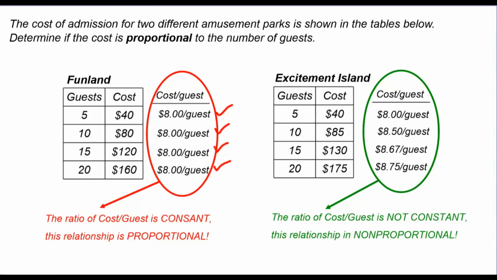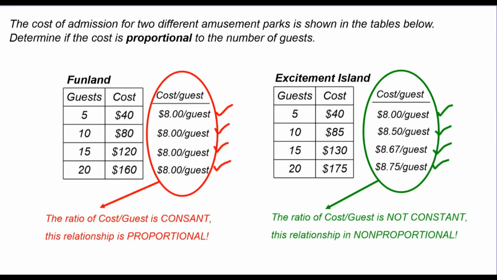On the other hand, on Excitement Island, if we find the unit rate or the cost per guest for every pair in this table, 5 guests cost $8 per guest, but 10 guests actually cost $8.50 per guest, and 15 guests would cost $8.67 per guest, and 20 guests would cost $8.75 per guest. So this ratio is always changing. It's never the same. So it's not constant at all. So we would say that this relationship is not proportional at all.